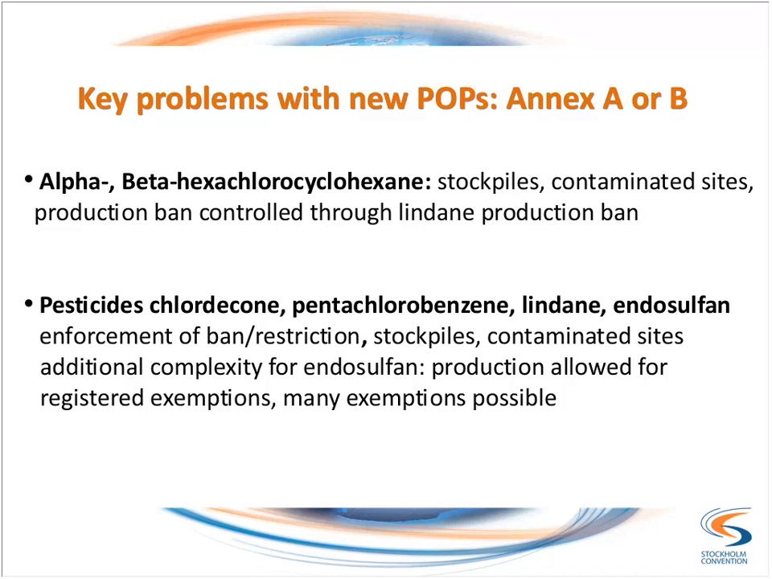For example, if you're talking about alpha and beta HCH, you know that they are byproducts of lindane, so they have not been produced with a purpose. Therefore, the main issues to consider are stockpiles, contaminated sites if you have produced lindane within your border.